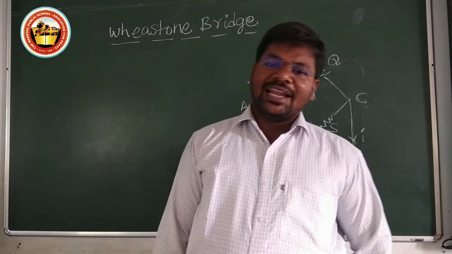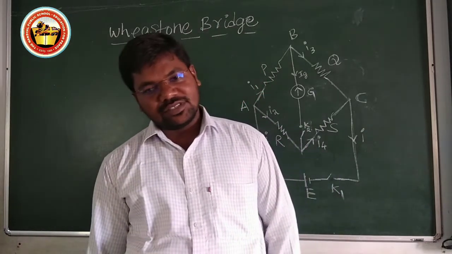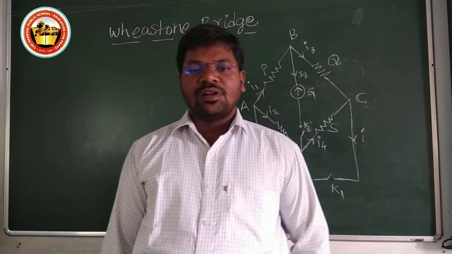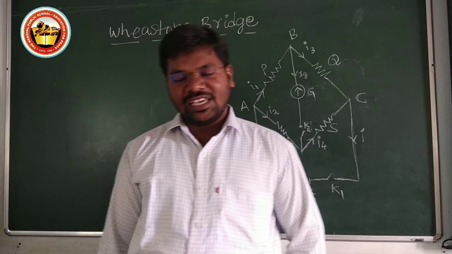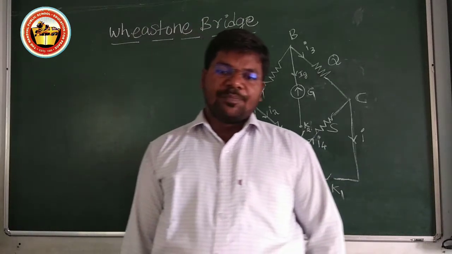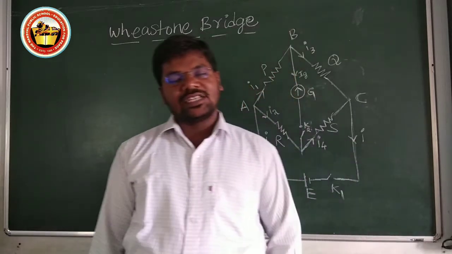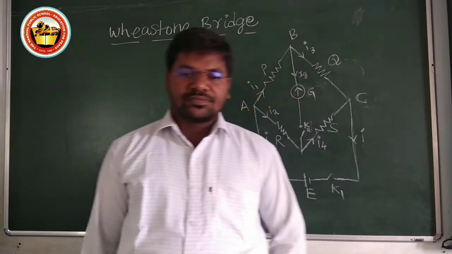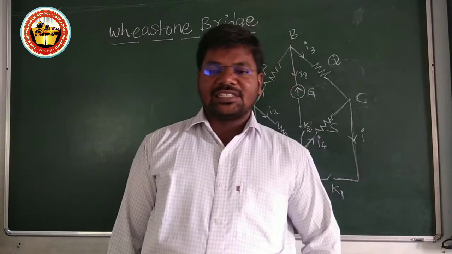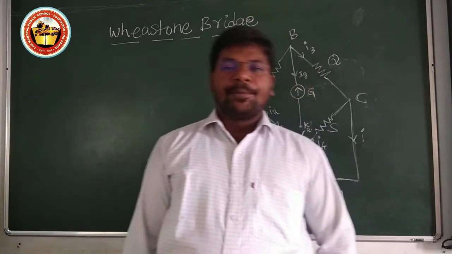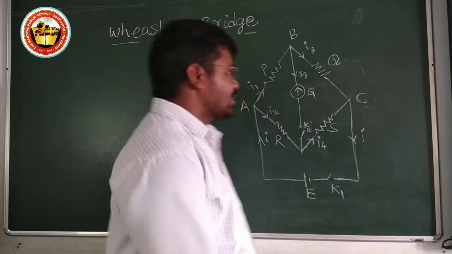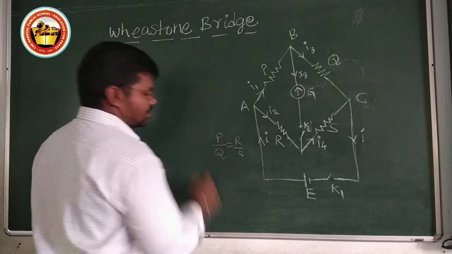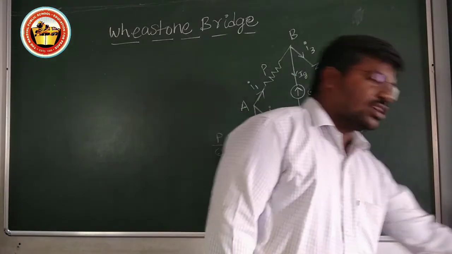Resistances P and Q are called ratio arms. Resistance R is a variable resistance and S is the unknown resistance. The bridge is said to be balanced when the galvanometer gives zero deflection. Thus, we have the balanced condition, that is P by Q is equal to R by S. Okay, so coming to the derivation.